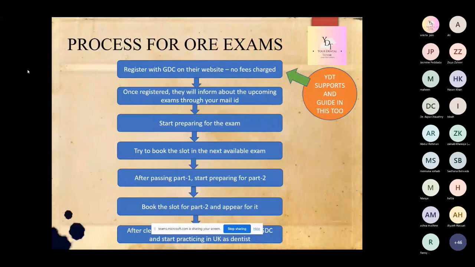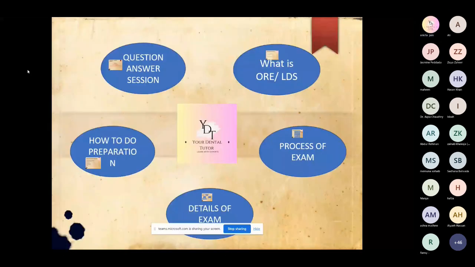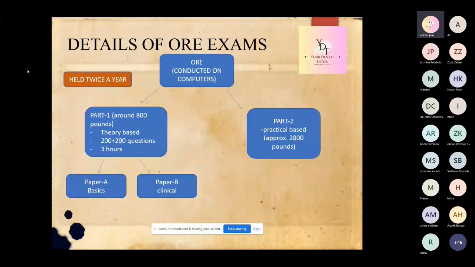It's a brief. Then we move on to the details of the examination. ORE is conducted basically on computer. It is not a pen and paper based exam. It is held twice a year. It is conducted in 2 parts, part 1 and part 2. Part 1 again consists of 2 papers, paper A and paper B. Each paper consists of 200 questions which need to be solved in 3 hours. That means 200 questions in 180 minutes.